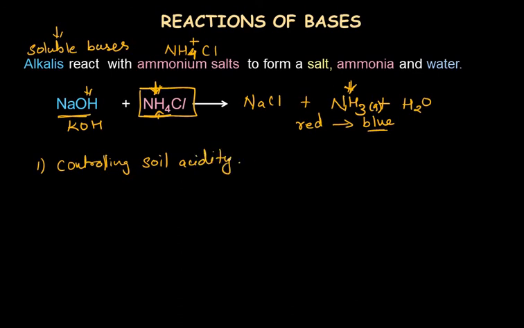Whenever fertilizers or pesticides are used in soil, that makes the soil acidic. Now it is very important to control the acidity of the soil for the proper growth of crops. So that's the reason that the soil is neutralized by adding some bases like calcium compounds, say calcium carbonate or calcium oxide. These are added to the soil to control the acidity.